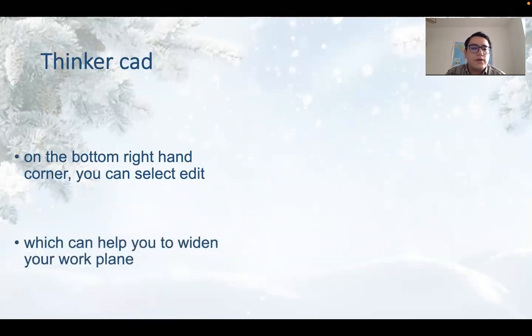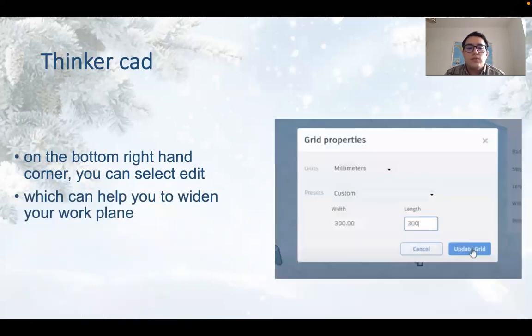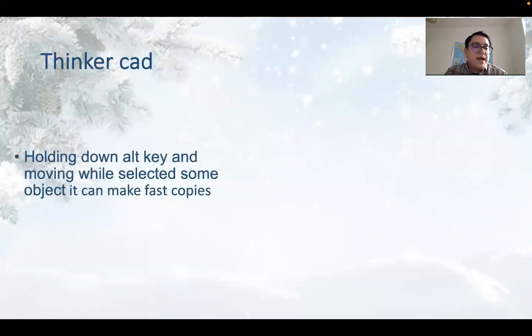Next, you can see on the bottom right hand corner, you can select edit, which can help you to widen your work plane. So here, on the right hand corner, you can click edit, and then you can choose the more detailed, like millimeters, or you can customize the grid. How many squares do you need? Or what size do you need?